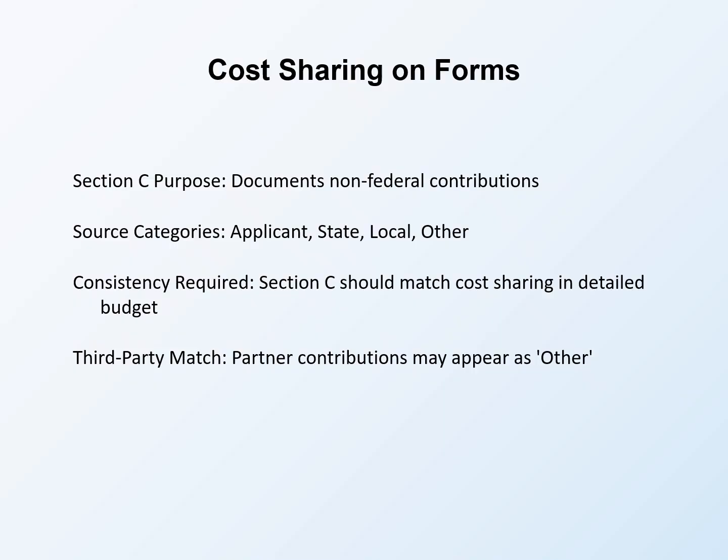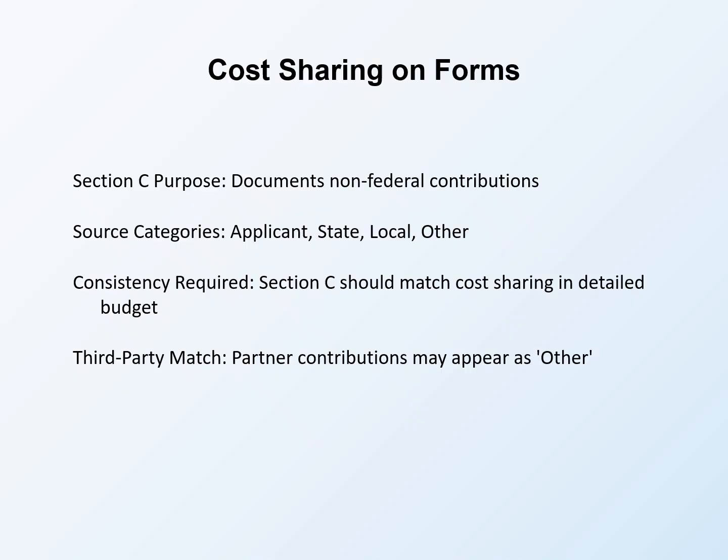When your project includes cost sharing, Section C of the SF 424A documents non-federal contributions. Correctly completing this section ensures your match commitments are clear. Section C purpose is documenting non-federal contributions to your project. If you have mandatory cost sharing, voluntary committed match, or both, Section C shows these contributions organized by source. This section becomes a commitment document once your award is made.